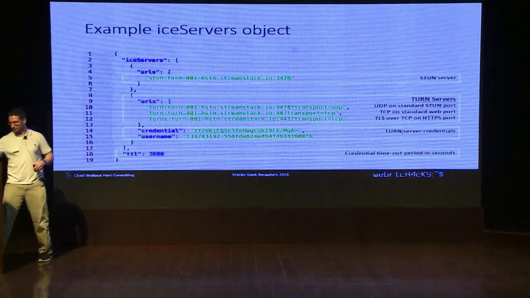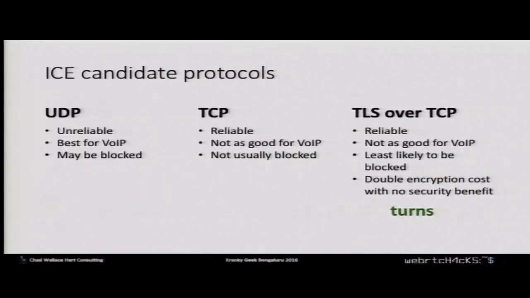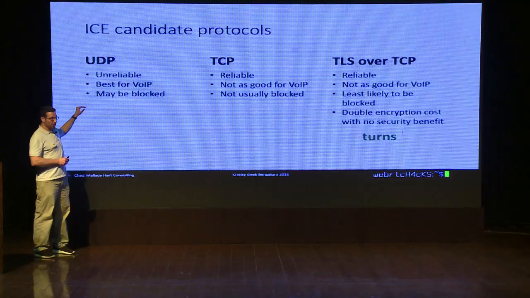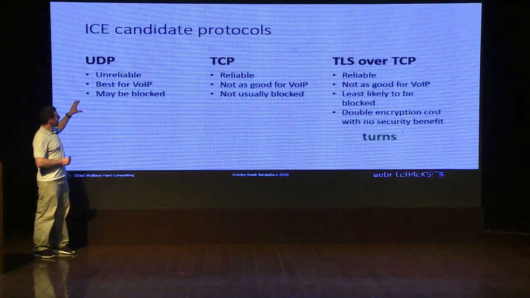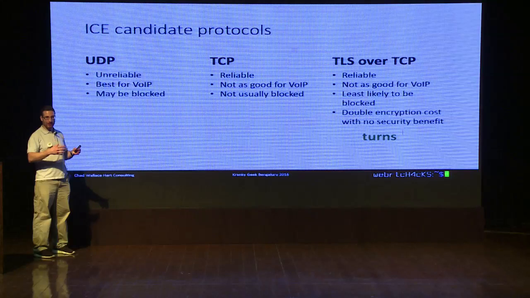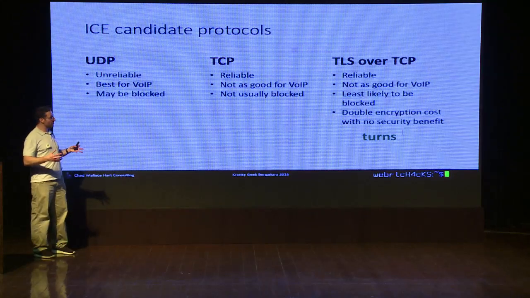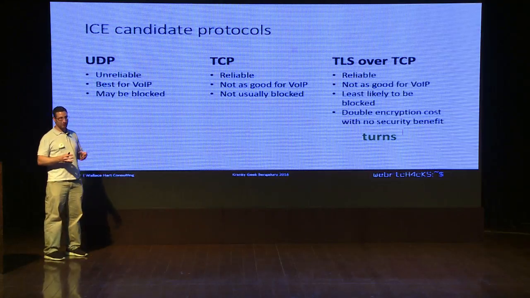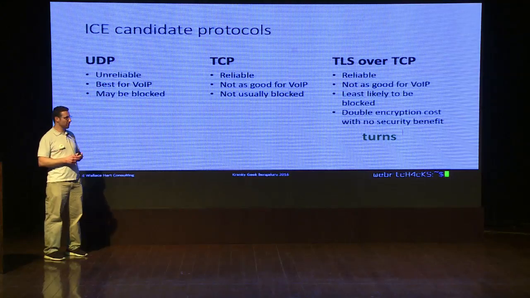To review a couple things that we saw here, there are a couple different types of ICE candidate protocols. I mentioned UDP earlier. UDP is unreliable, but it's actually really good for VoIP because it doesn't end up retransmitting things that don't matter, that don't make it into the conversation anyway. VoIP is all about being in real time. TCP is reliable, but it's not as great for VoIP because if a packet arrives too late, you're not going to end up playing it or using it anyway. So it's just extra processing and overhead to deal with that.